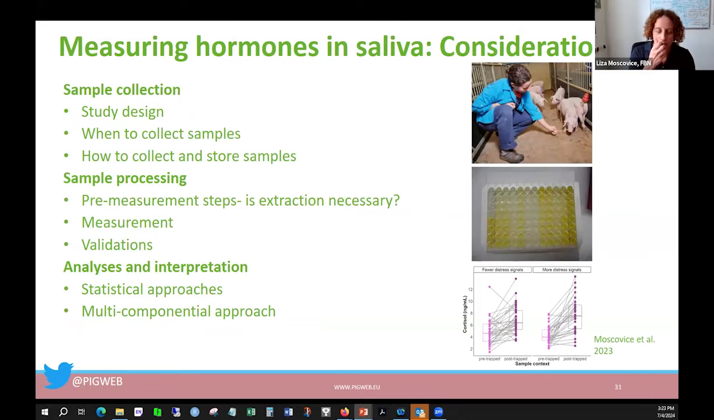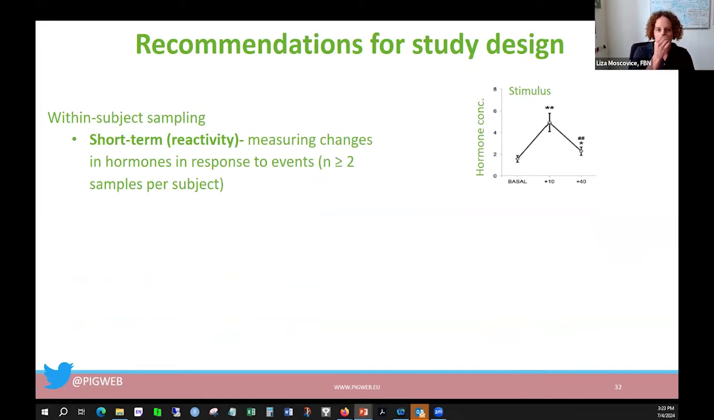Okay, so that's the first half. That was kind of the theory. So now I'm going to move into the how, actually. How do we design studies and collect the samples and analyze the samples to get the most out of the potential to link physiology to behavior and welfare? So these are my recommendations.